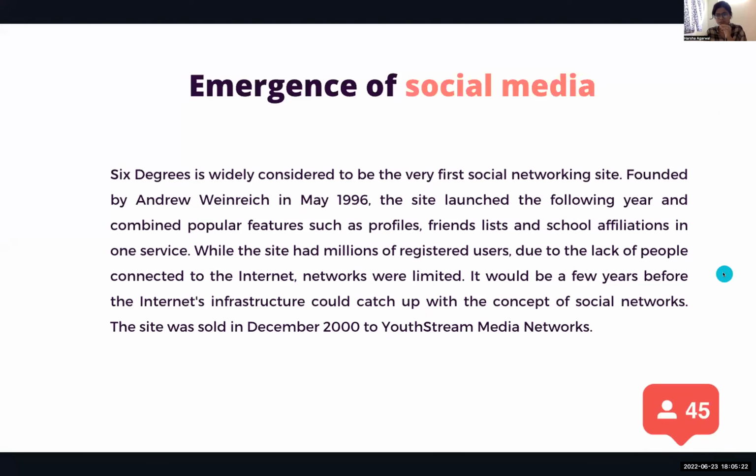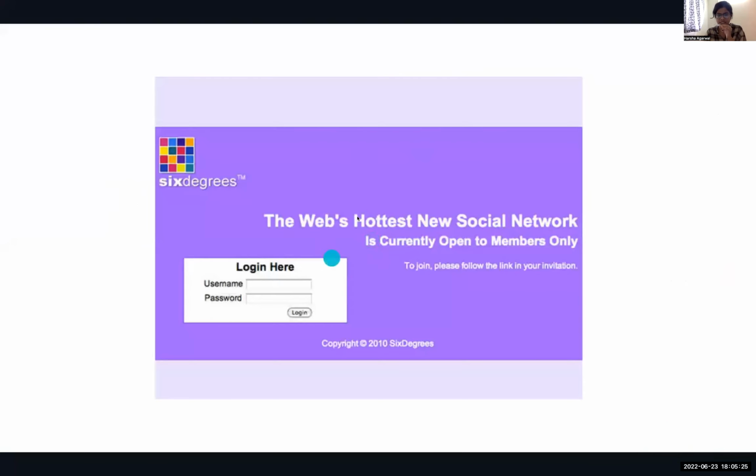So 6 Degrees, this is the particular UI of 6 Degrees, as you can see on the screen. 6 Degrees was the first social media networking site launched in the 1990s. That is where social media started. But apps like this never gained momentum because there was no support of a fast internet connection, which could provide people the connectivity they needed.